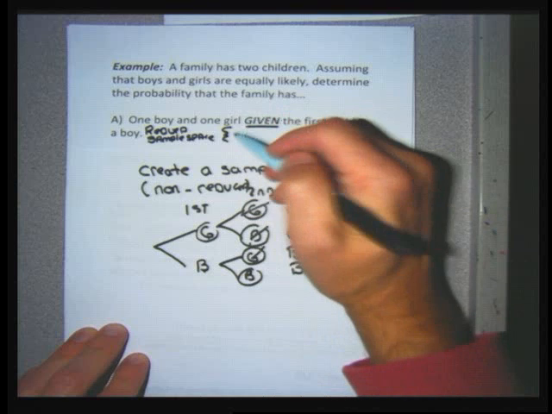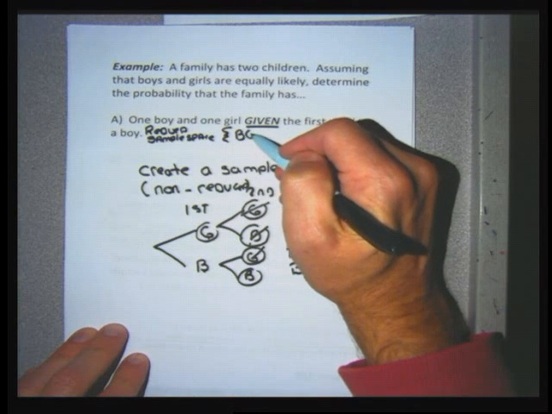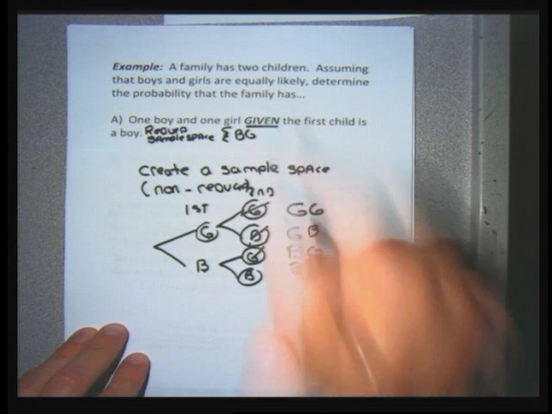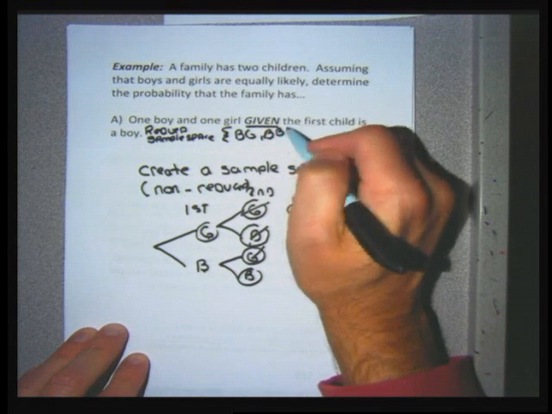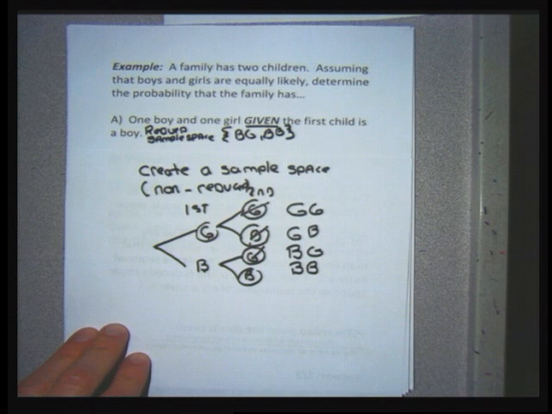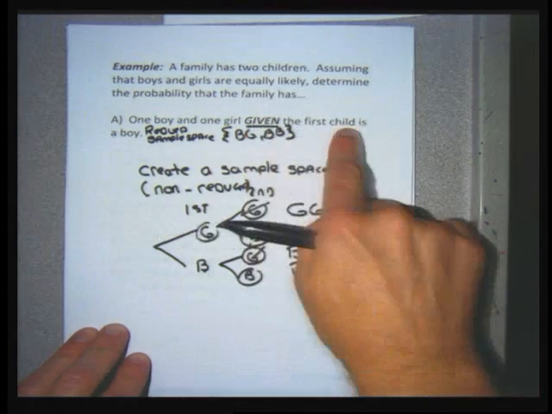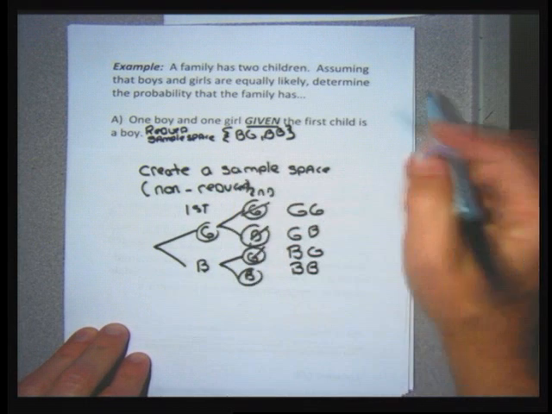I'm going to consider only the boy-girl and the boy-boy elements in my sample space. Once I get the reduced sample space, then computing the probabilities is exactly the same as what we've been doing. So now that I've used the words after the given to create a reduced sample space, now I'm going to answer the probability question.